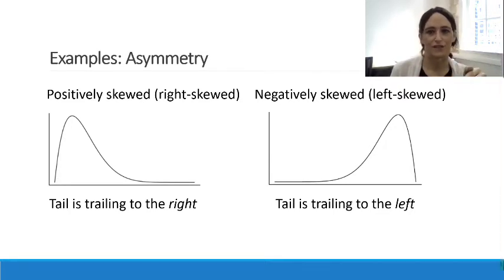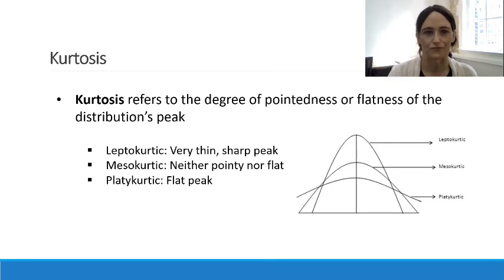It's a little confusing because the bulk of the values here are the opposite of saying left or right or positive versus negative. It's where the tail is going that we're talking about the asymmetry, which I personally find very confusing, but that's important to remember that it's the tail that dictates whether it's left skewed or right skewed or positively skewed or negatively skewed.